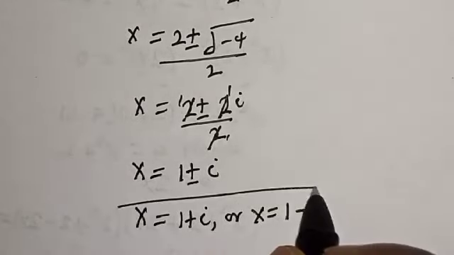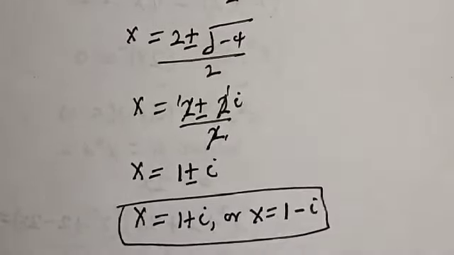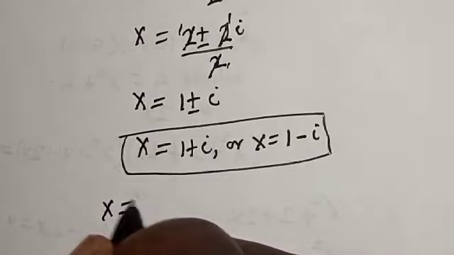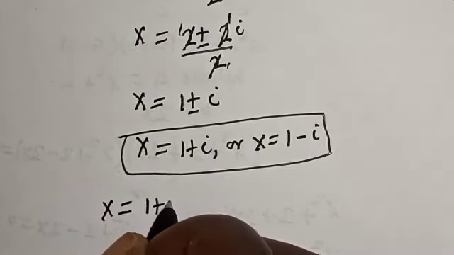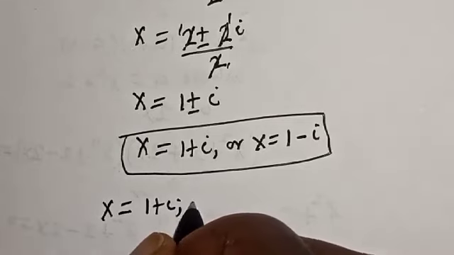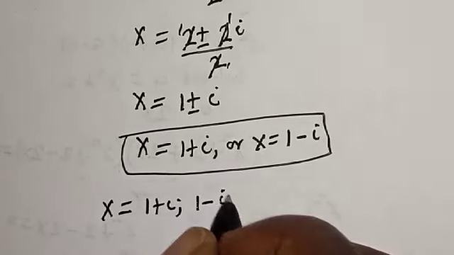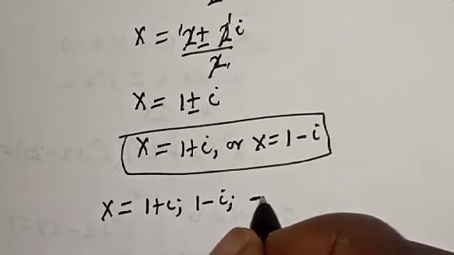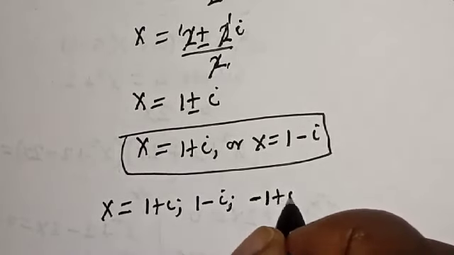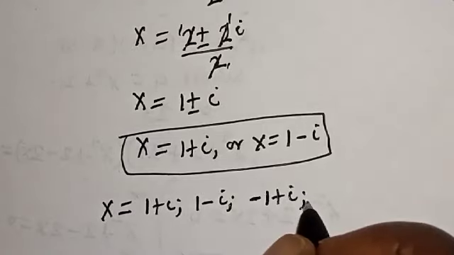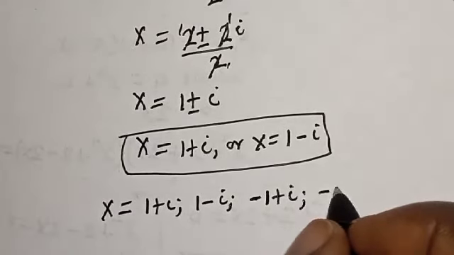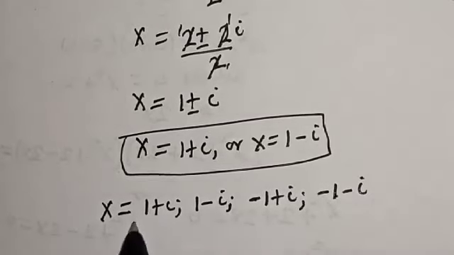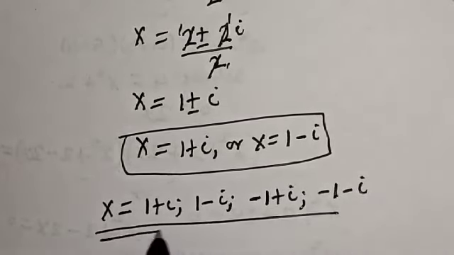Therefore, the roots of the equation are x is equal to 1 plus i, 1 minus i, minus 1 plus i, then minus 1 minus i. That is our final answer.